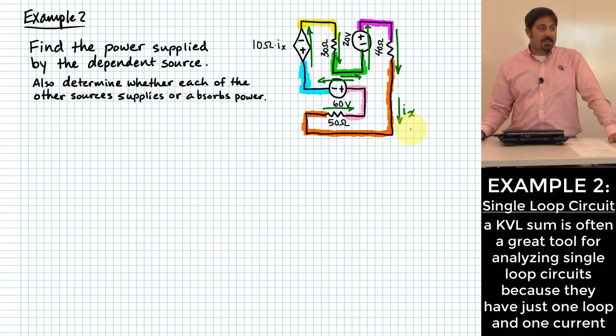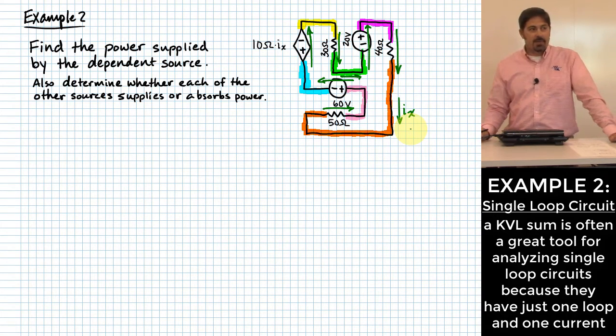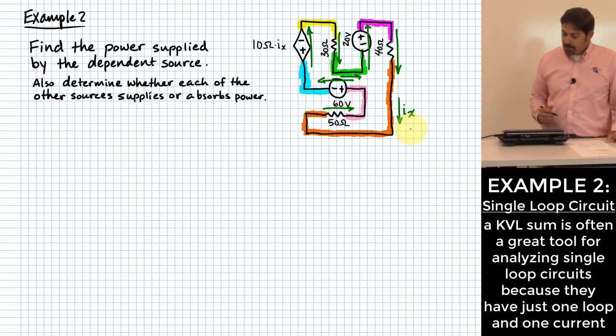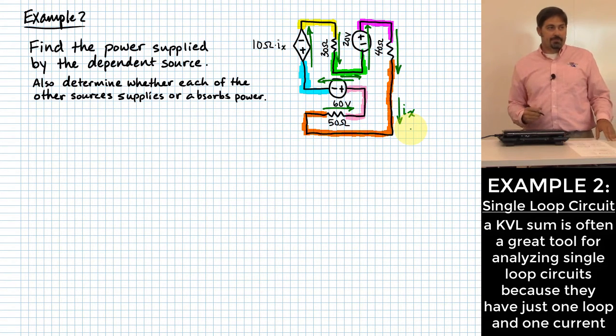Okay? How about this? Since there's only one loop, it sounds like maybe KVL might be a good strategy for us to use, because there will only be one of those that we need to write, right? The sum of voltages around any closed loop has to be 0. So we only really have one loop here. Let's sum the voltages, okay?